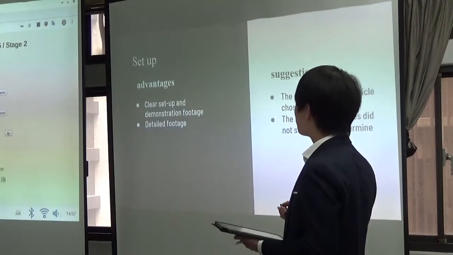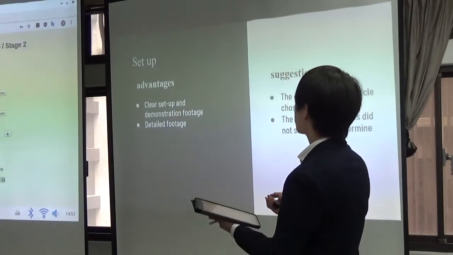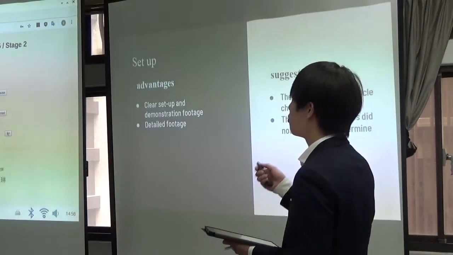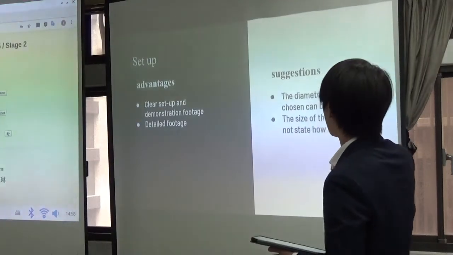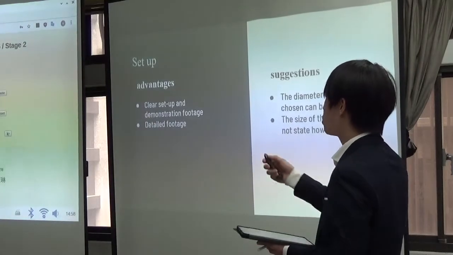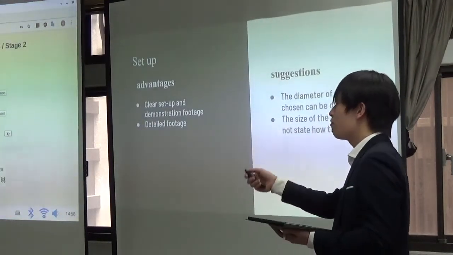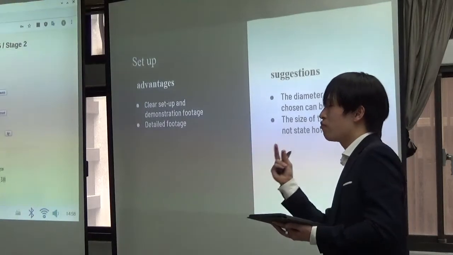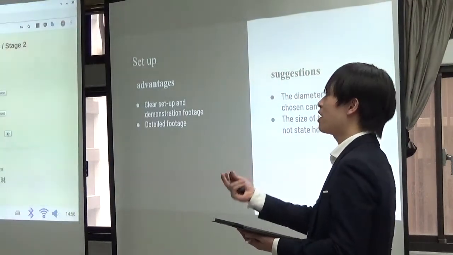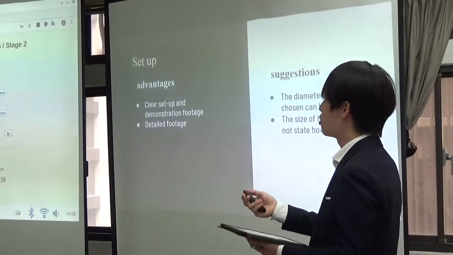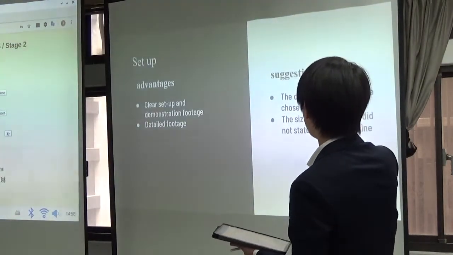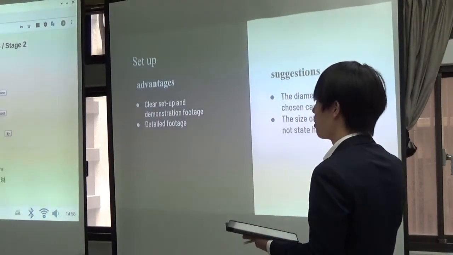So for the setup, some advantages are that, first of all, there is a clear setup and demonstration footage, and he also has very detailed footage with labels on it. Some suggestions are that, first of all, the diameter of the particle chosen can be different, meaning that there has to be a range, which they did provide. However, that range is very hard to control, as it is at a very small amount of meshes, around 80 to 120, which is basically impossible to occur in real life, in my opinion. And secondly, they did not state how the size of the particles was determined.